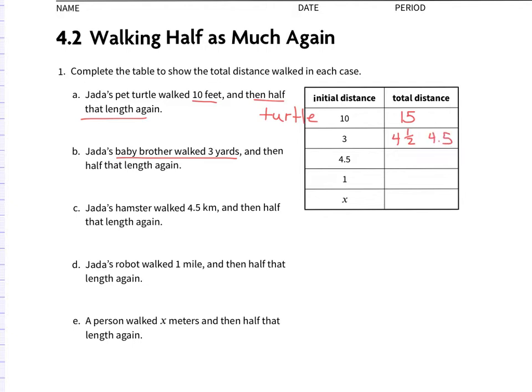I want you to think about that for 4.5. What's half of 4.5? And then add it on to that 4.5. Same thing with 1. What's half of 1 added on to 4.5? The last one asks you about a person who walks x meters and then half that length again. How could you represent that? So pause for a minute and fill out that table.